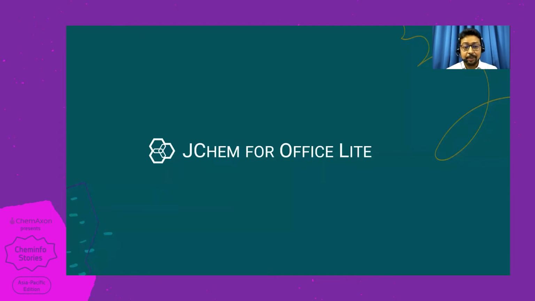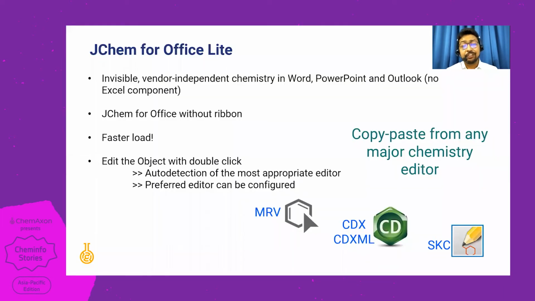Now, let me talk just briefly about JChem for Office Lite. This has been released very recently, and the idea of this is to provide an invisible vendor-independent chemistry in Word, PowerPoint, and Outlook. So we do not have a ribbon like you saw earlier, that there is a JChem for Office ribbon. There is no ribbon. The advantage is that it loads very quickly, and you can edit an object or you can edit the structure with double click. Automatically it selects the most appropriate editor, or if you have configured a particular editor, it will automatically take that editor. This is very useful for people who majorly use Office applications for copy pasting structures.